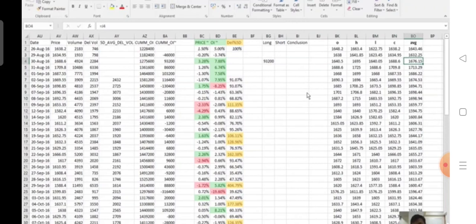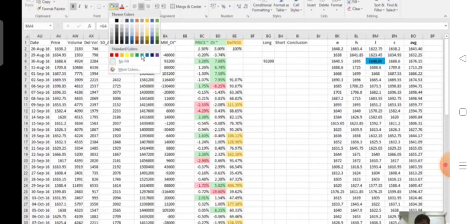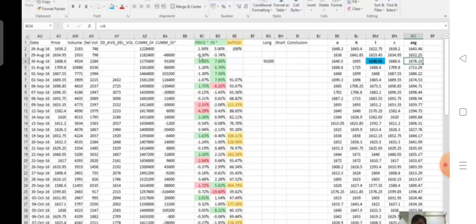Average traded price is 1676 and the low price is 1640. Open and low is the same. Now 1640 becomes a very important support for this stock. And the average price at which the stock was bought was around 1676. So we also highlight this 1676 as an important price.